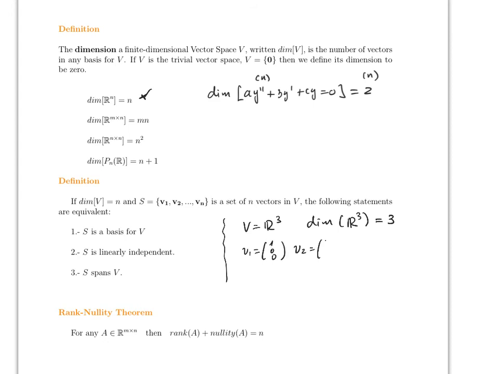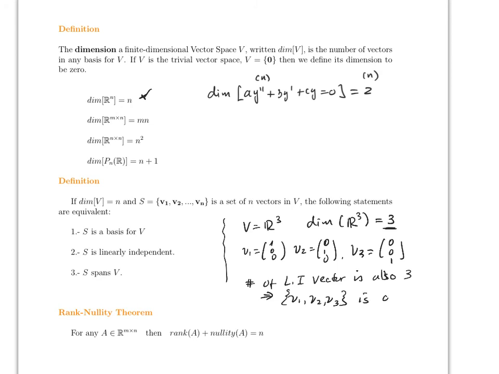B2 was 0, 1, 0. And B3 was 0, 0, 1. Now, since the dimension of this is 3, and the number of linearly independent vectors is also 3, that implies that B1, B2, and B3 is a basis.